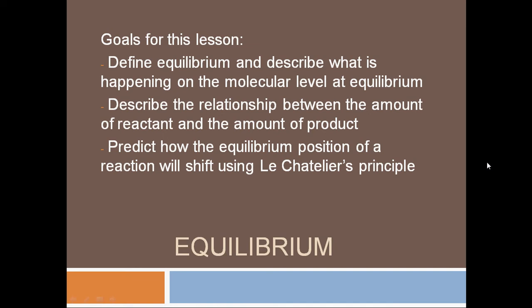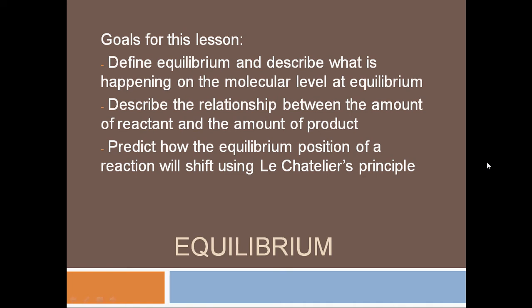Second, we'll start talking about how changing the amount of reactant will change the amount of product that's formed or vice versa. And then to delve a little deeper into that, we will talk a little bit about something called Le Chatelier's principle and how that allows us to determine how changing factors will affect the equilibrium position, in other words, the ratio of reactants to products of a particular reaction.